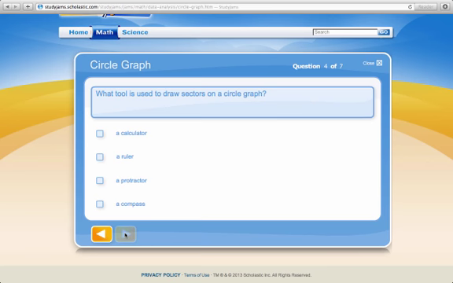What tool is used to draw sectors on a circle graph? Calculator, ruler, protractor, compass.